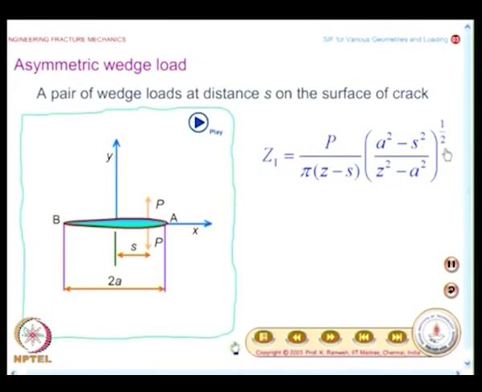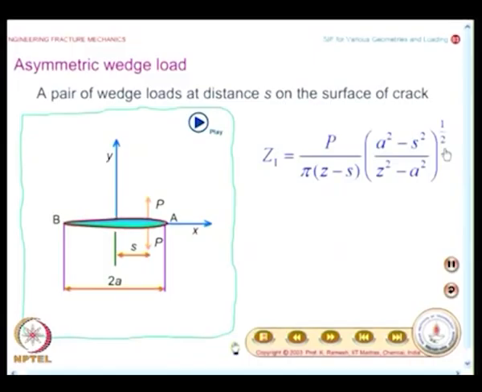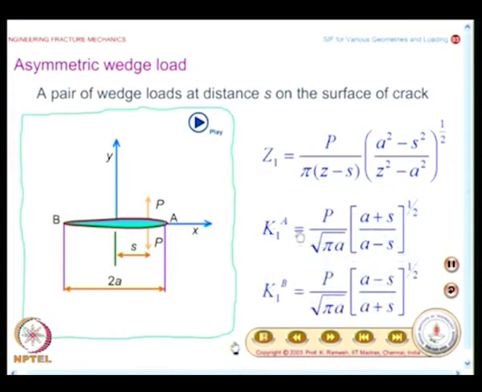So, once the stress function is given, it is now child's play for you. Shift the origin to the crack tip and then apply the definition of SIF. If necessary, go for L'Hospital's rule and get the limits, finally get the expression for stress intensity factor. In fact, I am not going to do that, I am going to provide you only the final expressions. And I have already mentioned that you will have different expressions for the stress intensity factor at tip A and at tip B.